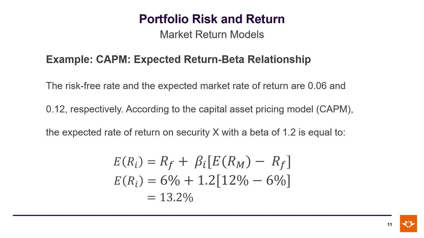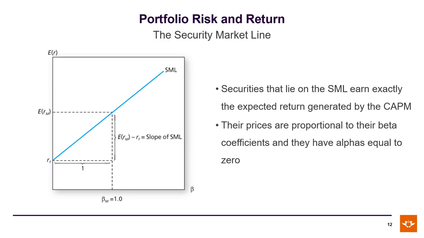Essentially, the security market line is a graphical representation of the various risk-return combinations. So the risk here is market risk or beta, and the returns are those returns that are generated by the capital asset pricing model. So securities that lie on the security market line earn exactly the expected return generated by the CAPM, and their prices are proportional to their beta coefficients, and they have no alphas.